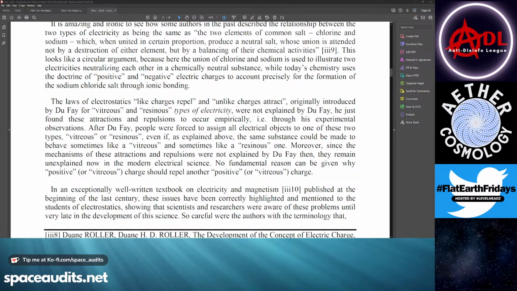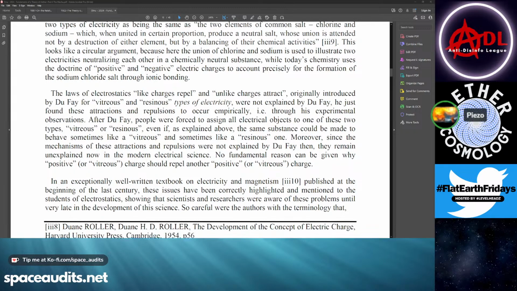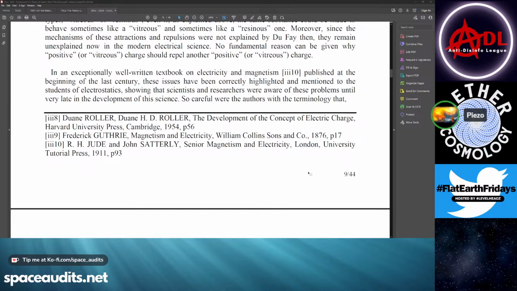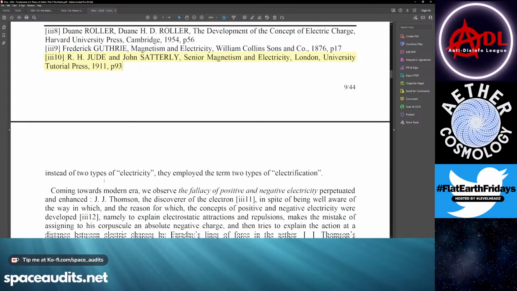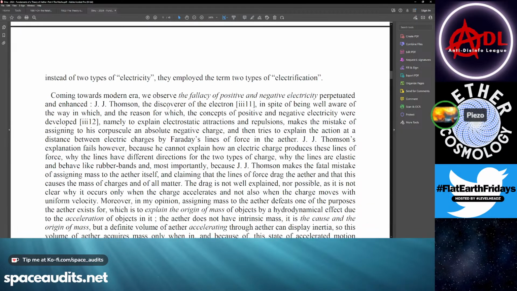No fundamental reason can be given why positive or vitreous charge should repel another positive or vitreous charge. In an exceptionally well-written textbook on electricity and magnetism, published at the beginning of the last century, these issues have been correctly highlighted and mentioned to the students of electrostatics, showing that scientists and researchers were aware of these problems until very late in the development of this science. So careful were the authors with the terminology that instead of two types of electricity, they employed the term two types of electrification.